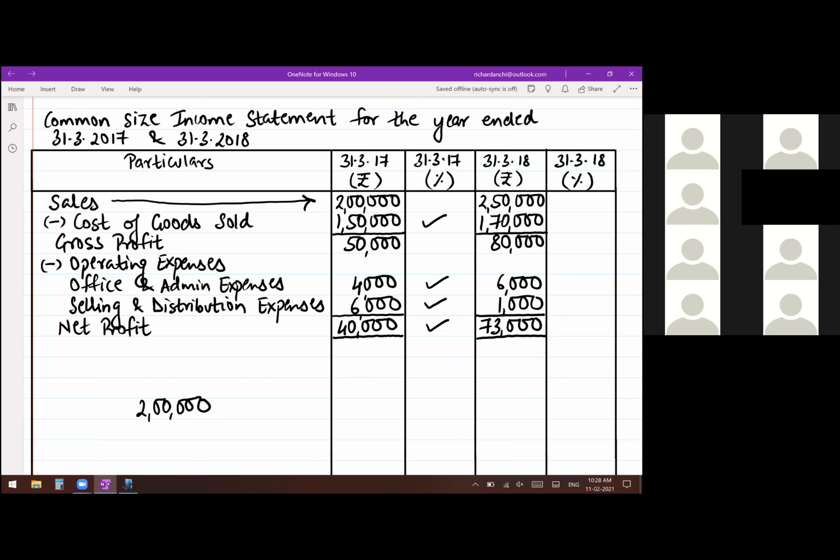So let's calculate. If sales is the base, that means 100% will be sales. All other items will now be calculated as a percentage of sales. Starting with cost of goods sold for 2017, 1,50,000 will be in the numerator. 1,50,000 divided by 2 lakhs into 100. Calculate and get a percentage. 75%.